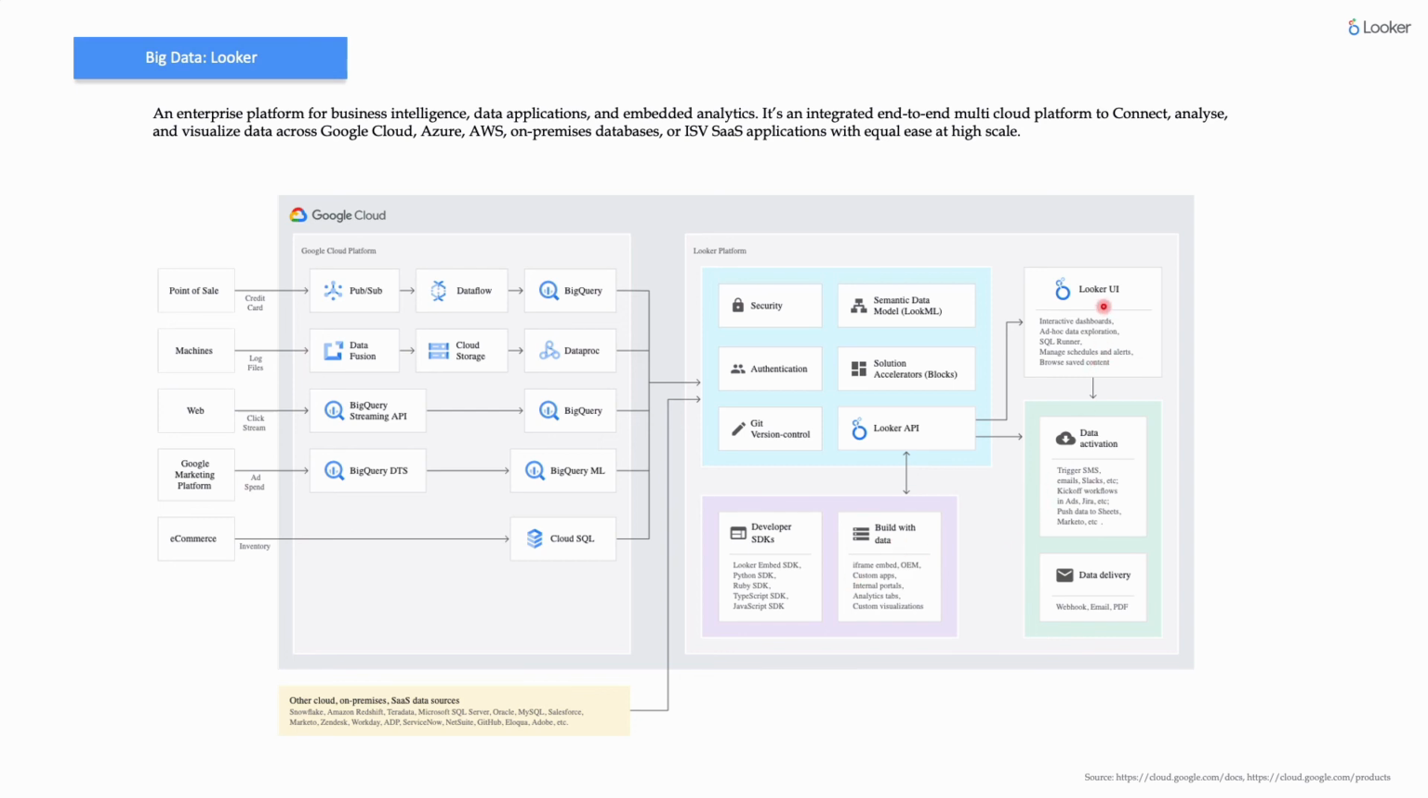Apart from having these shiny dashboards, Looker offers ad hoc data exploration, managing schedules and alerts. You can also browse saved content. It also helps you do data activation. That's by triggering SMS, emails, Slack channels. So if something has happened, it goes way beyond just the standard BI application. And it also does the data delivery in terms of webhook, email, or PDF.